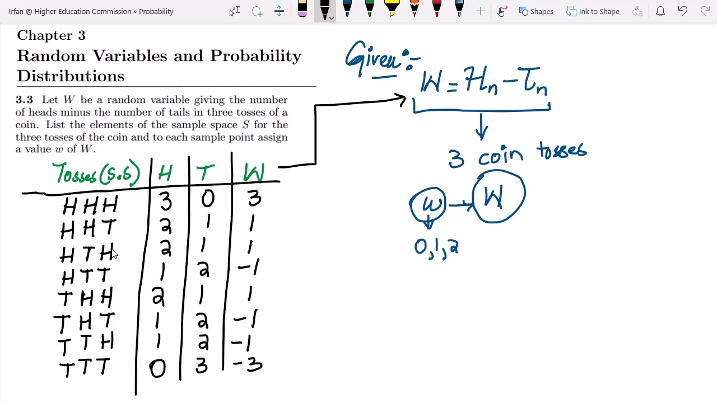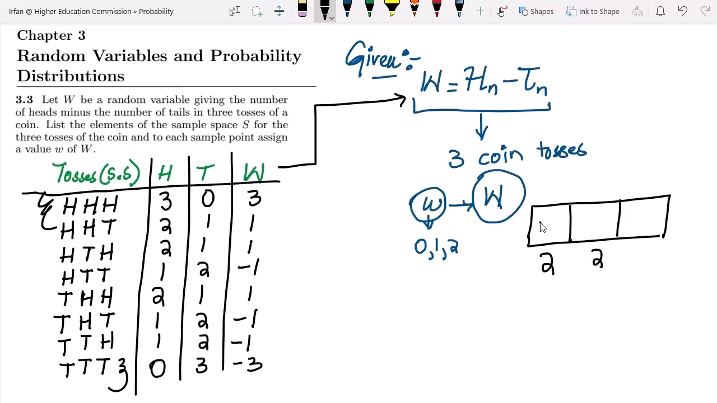So let me see how many combinations we have. 1, 2, 3, 4, 5, 6, 7, 8. So this is the sample space we have, and how many items would we have here? Let me again use the same box concept. We have 3 tosses, and in each toss we have 2 choices. We can either have heads or tail, heads or tail, heads or tail. So 2 multiplied by 2 multiplied by 2 is 2 raised to power 3, which is 8.